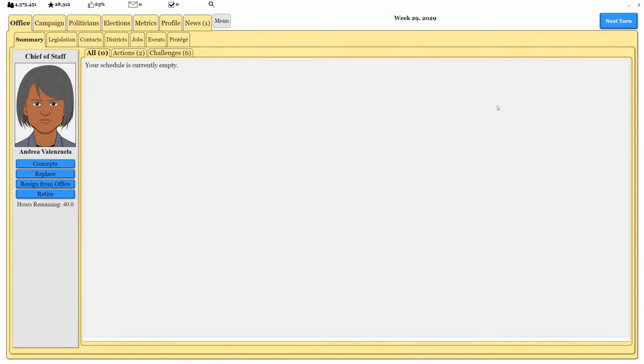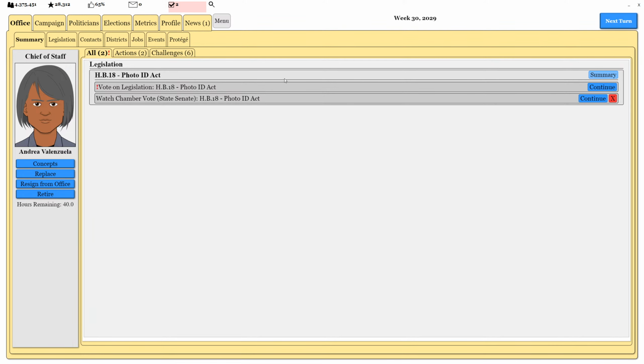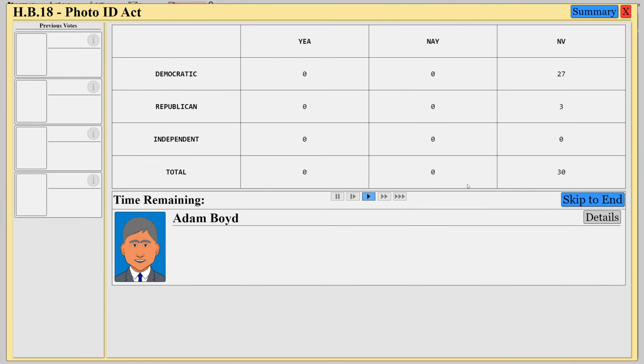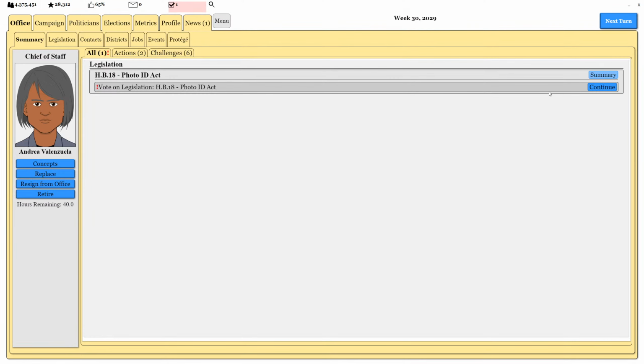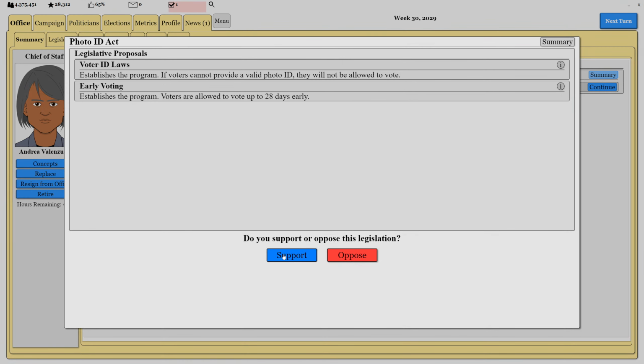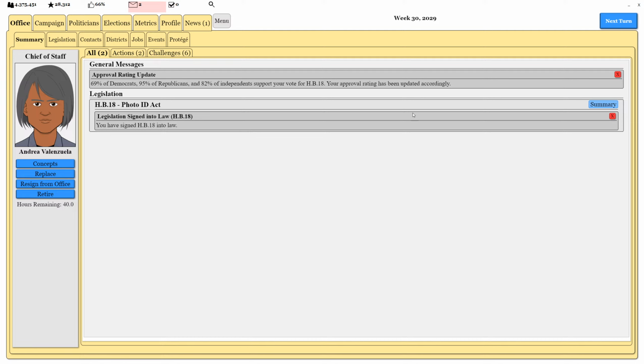Voters are allowed to vote up to 28 days early. Oh, okay, so it's a couple of changes. It establishes a program where if voters cannot provide a valid voter ID, they will not be allowed to vote. And then it establishes a program for early voting.